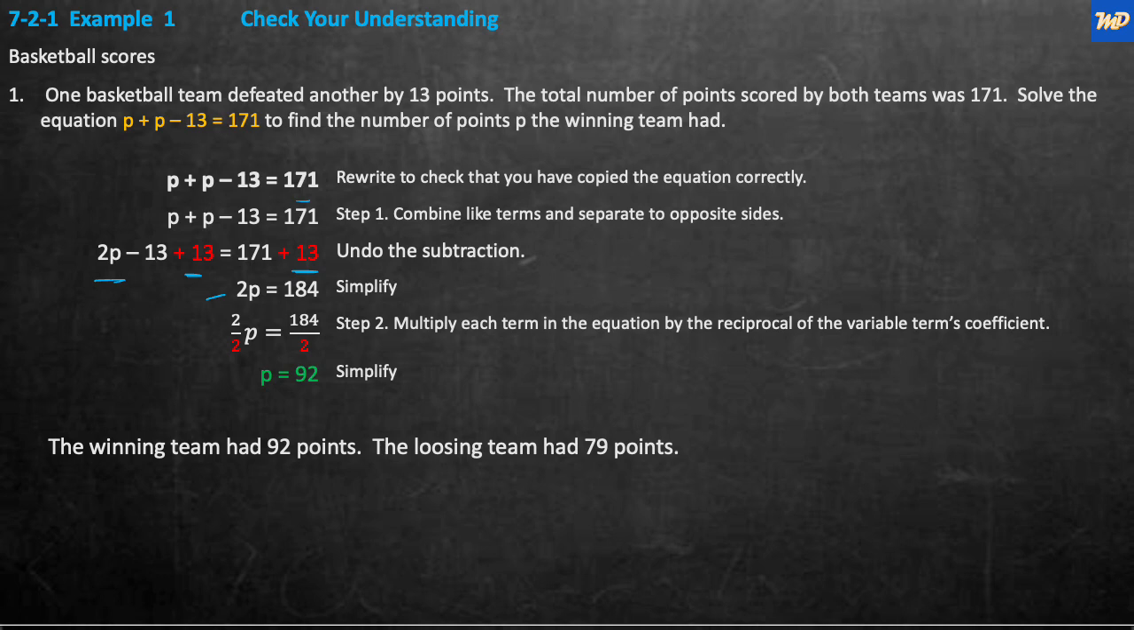And if we multiply the variable term by the reciprocal of its coefficient, so it's 2P, we're going to divide by 2 or multiply by 1/2, and 184 divided by 2. So you take 2 over 2P equals 1P, and 184 divided by 2 equals 92. So that would tell us that the winning team had 92 points, and the losing team had 92 minus 13 points, which equals 79 points.